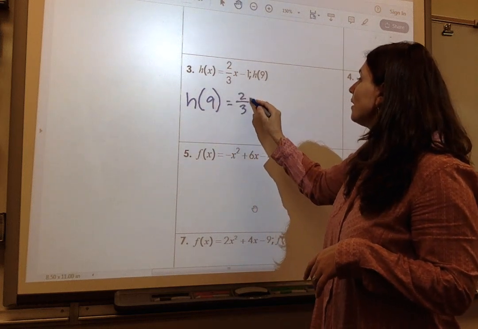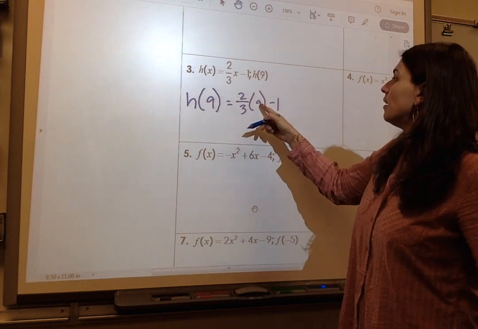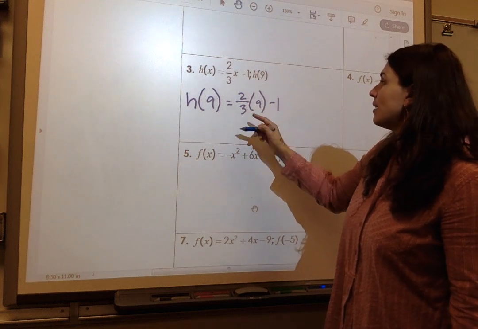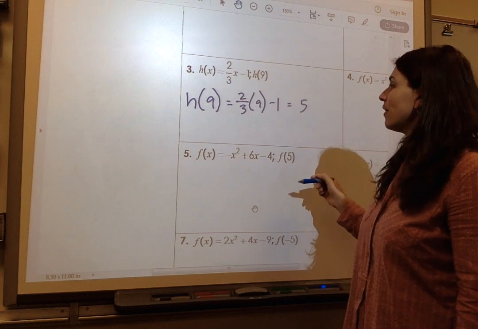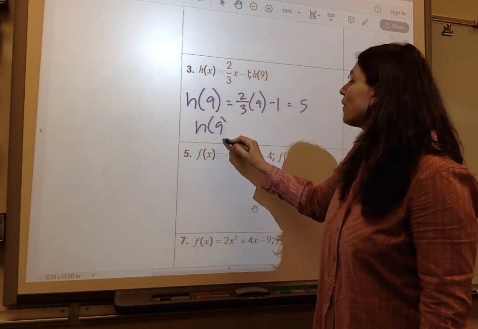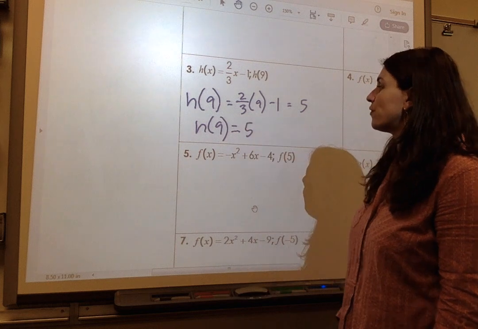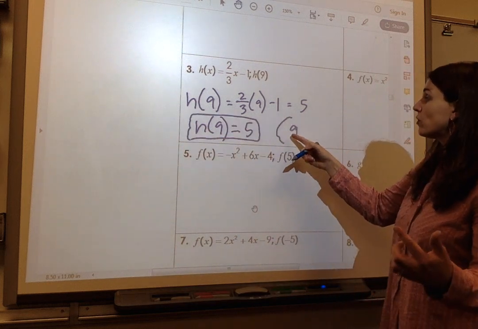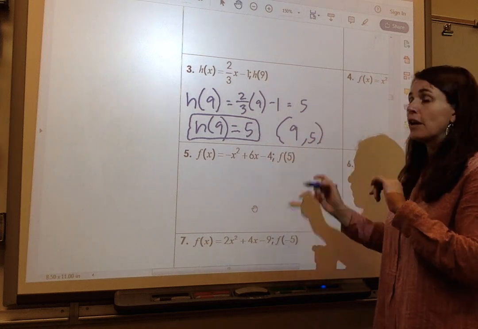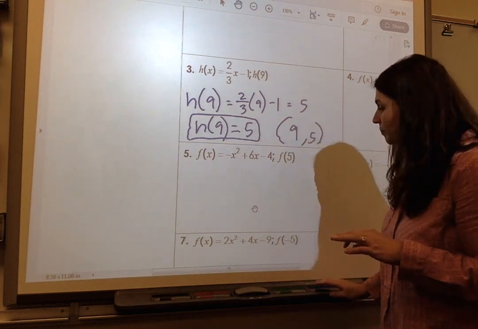Well, if I plug in 9, I get 2/3 times 9 is 6. 6 minus 1 is 5. And so when my input of the h function is 9, my output is 5. That's how my answer is written. I can write it as an ordered pair. So when it's 9, my output is 5. Either way is acceptable for me.